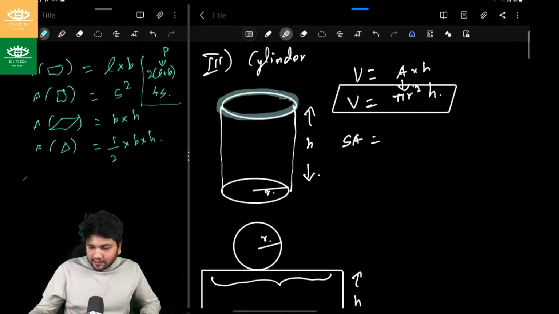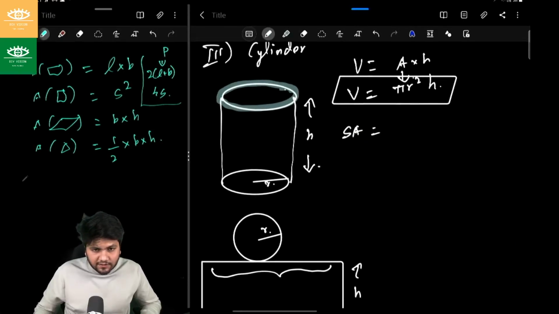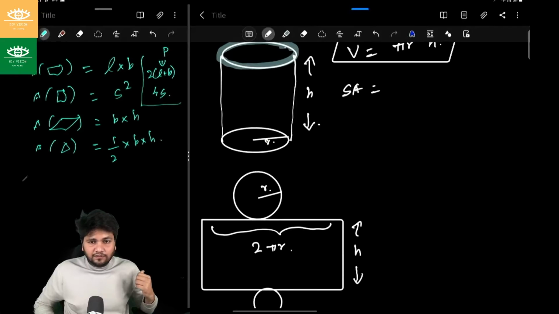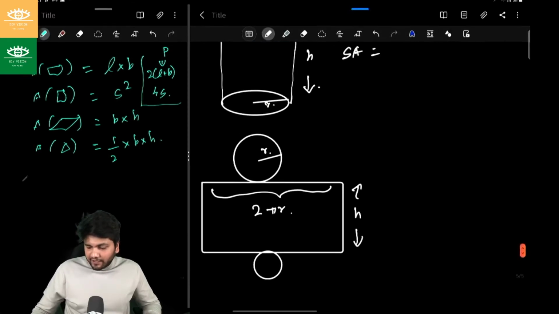And that is actually the circumference of the circle. So this is going to be 2 pi r. We know that the circumference of a circle is 2 pi r. If you don't know, go and watch the previous video. So anyways, it's going to be 2 pi r and h is going to be the height. Now, if you see, the area of this rectangle is going to be 2 pi r h.